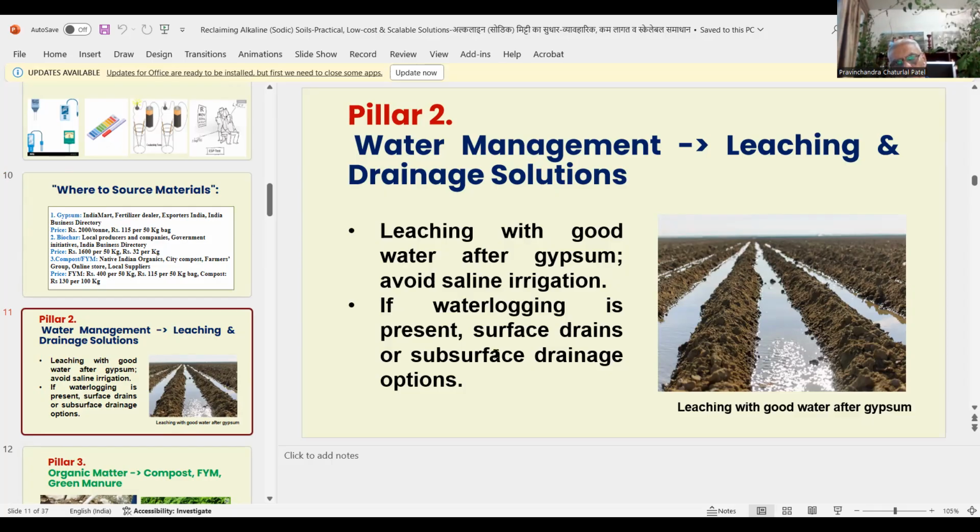If waterlogging is present, use surface drains or subsurface drainage options. So if the soil has high alkalinity, then the infiltration rate is very low. So at that time, we have to start surface drains or subsurface drains.